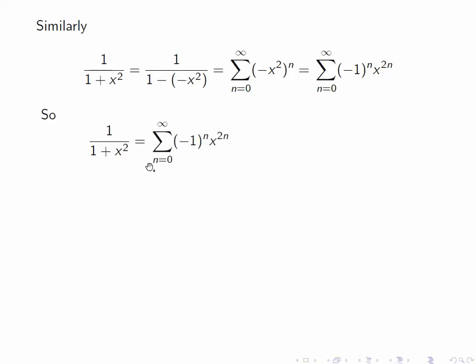So that tells us that we have the equality 1 over 1 plus x squared is equal to the sum of minus 1 to the n x to the 2n. And this is valid when the ratio x squared is less than 1. And in that case, that's again the same as x having absolute value less than 1.